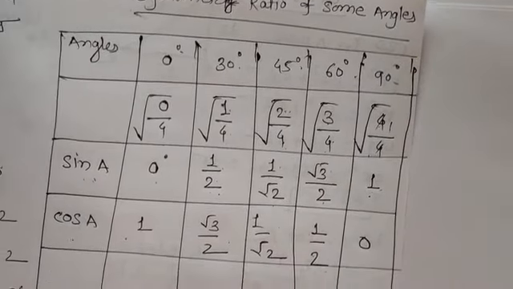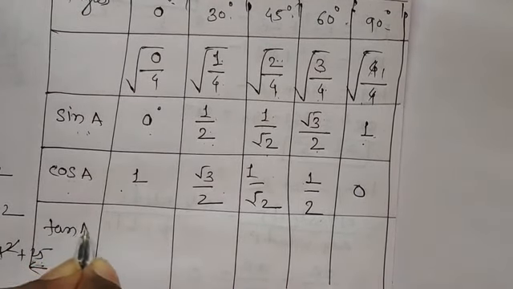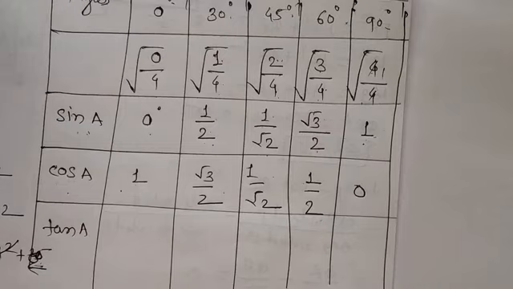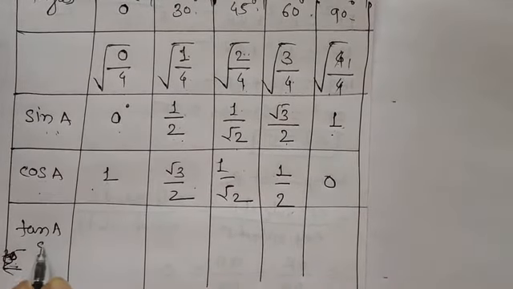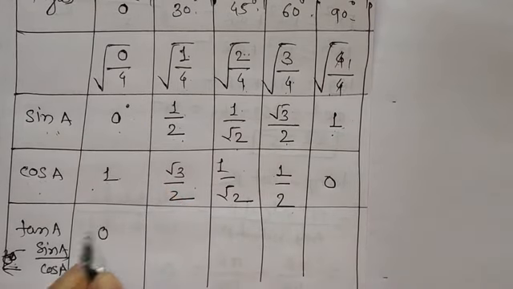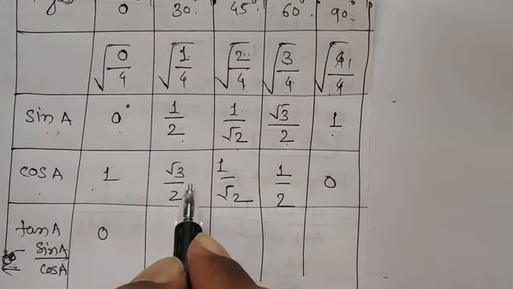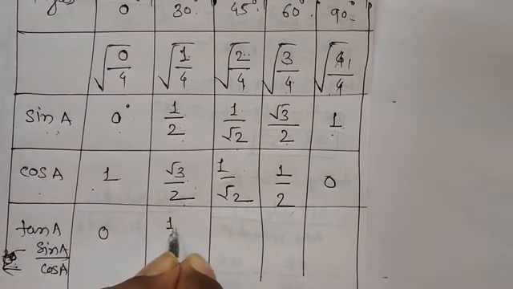Now you know the formula for tan theta, tan of A. Tan of A is equal to sin A upon cos A. That is the formula. Then just divide it. 0 by 1, answer is 0. Then 1 by 2 upon root 3 by 2: 2 gets cancelled, what remains? 1 by root 3.